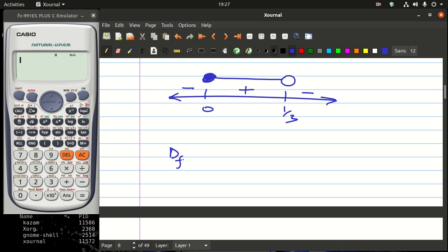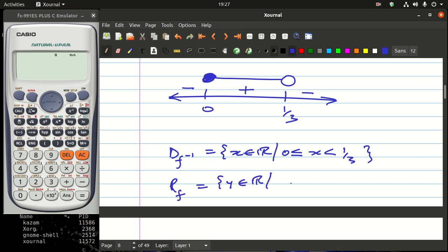So the domain of the inverse is going to be x is an element of real numbers such that 0 is less than or equal to x, because it's shaded, and x is less than 1 over 3, because it's not shaded. So our range of the original function is going to be y is an element of real numbers such that 0 is less than y and y is less than 1 over 3. That's all there is to this particular question here.